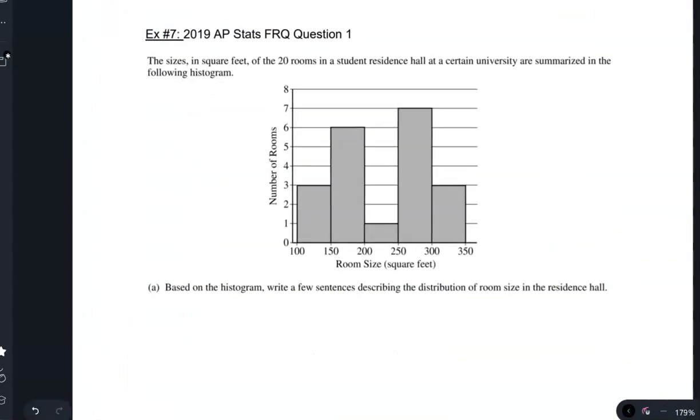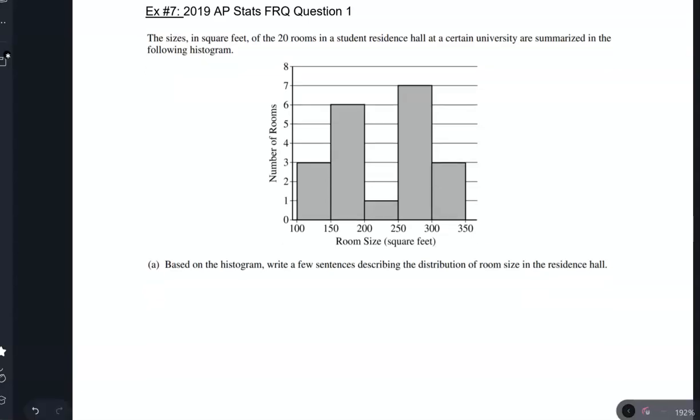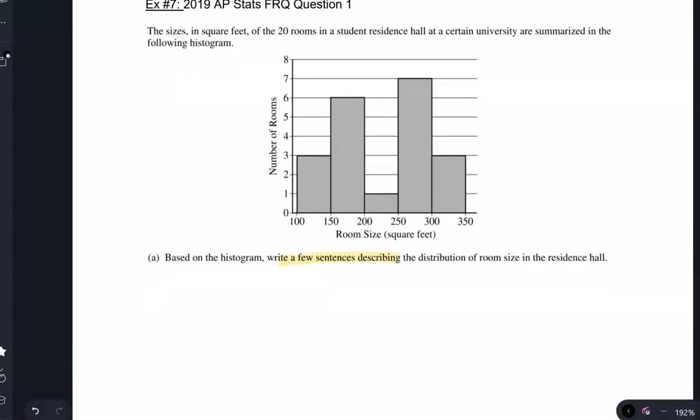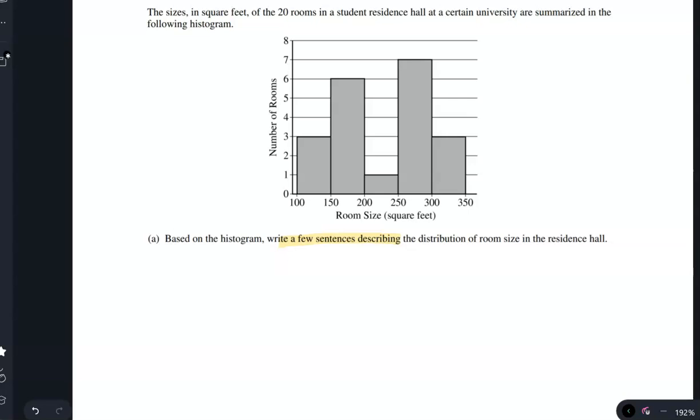Okay, so speaking of AP exams, let's take a look at an old FRQ from 2019. Read along with me. The sizes in square feet of 20 rooms in a student residence hall at a certain university are summarized in the following histogram. Based on the histogram, write a few sentences describing the distribution of room size in the residence hall. Hey, look at that. It's like they do the same stuff that I'm teaching you. Okay, so let's put on our SOCS, right?